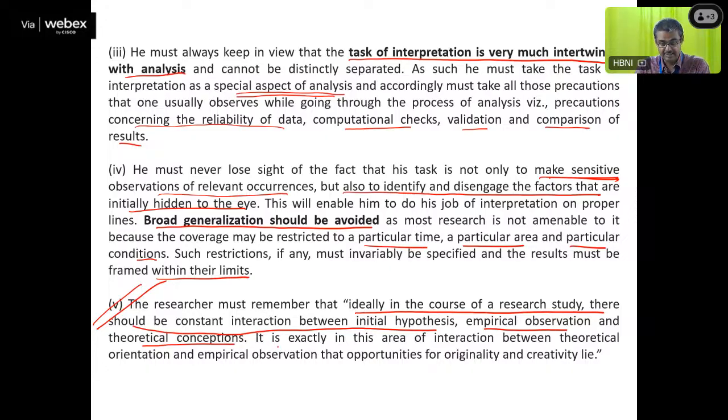Outside is very difficult. It is exactly in this area of interaction, that is the interaction between theoretical orientation and empirical observation, that opportunities for originality and creativity lie.